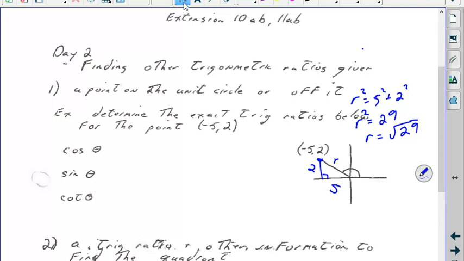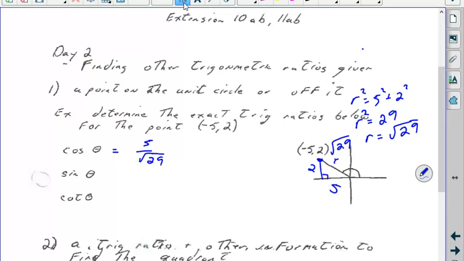And keep that square root 29 in exact form. I look at it, I can't reduce it any further. Can't write it to a smaller mixed radical. So r is square root 29. So now I have my opposite, my adjacent, and my hypotenuse. And now we're just going to go back to our basic definitions. We have cosine is equal to 5 over square root 29.